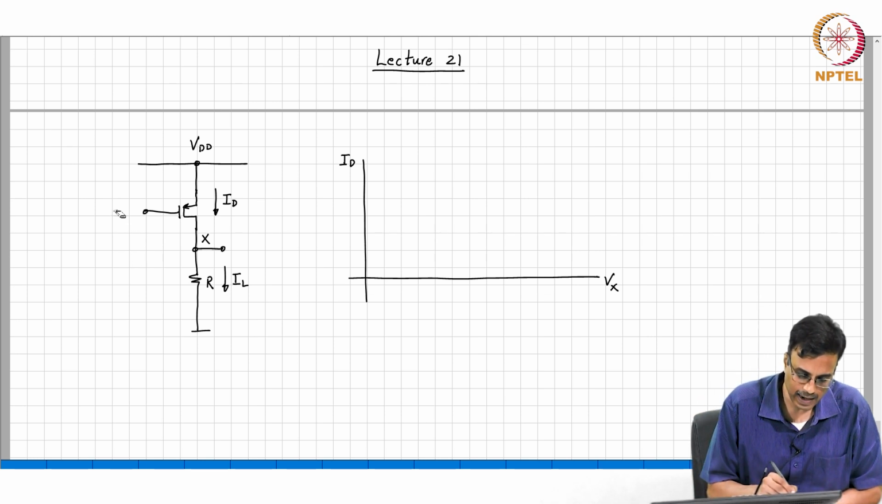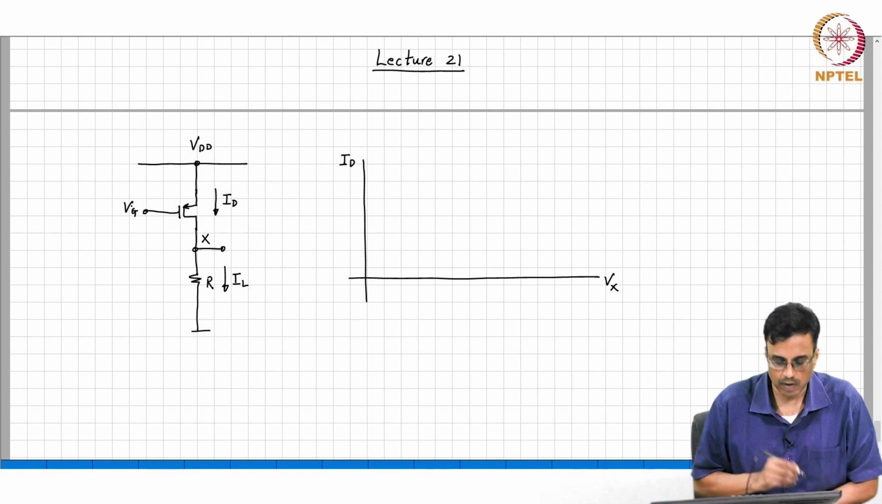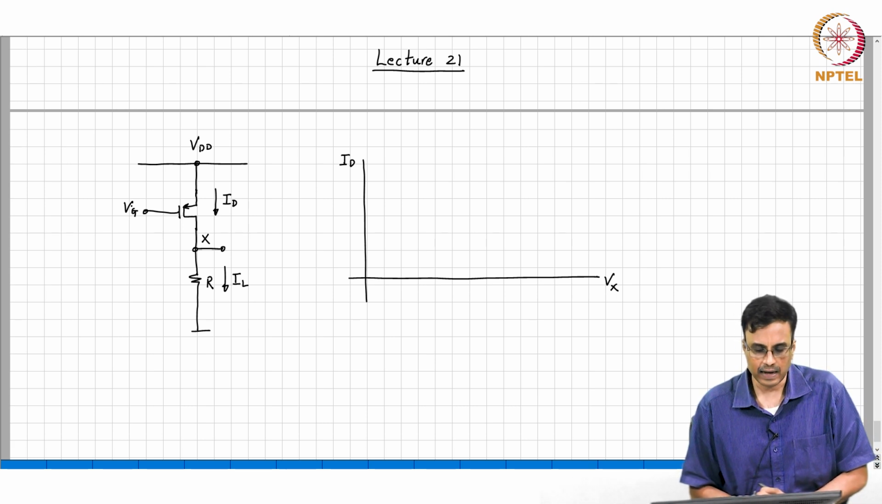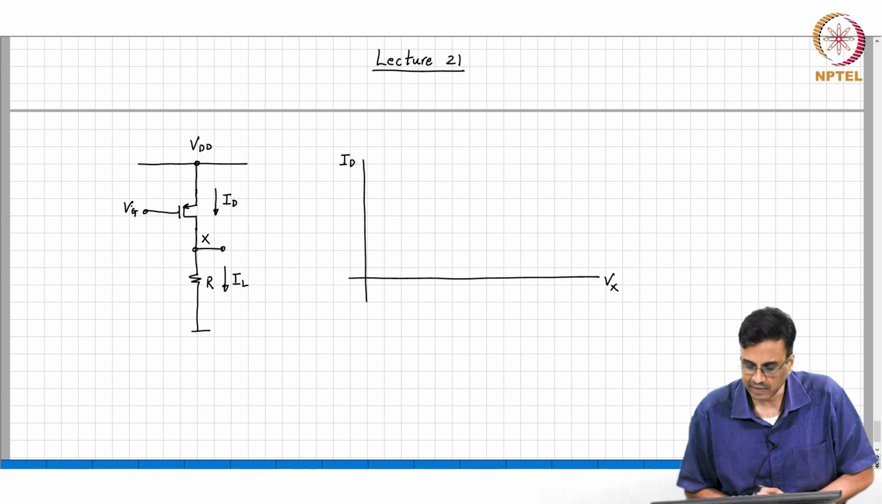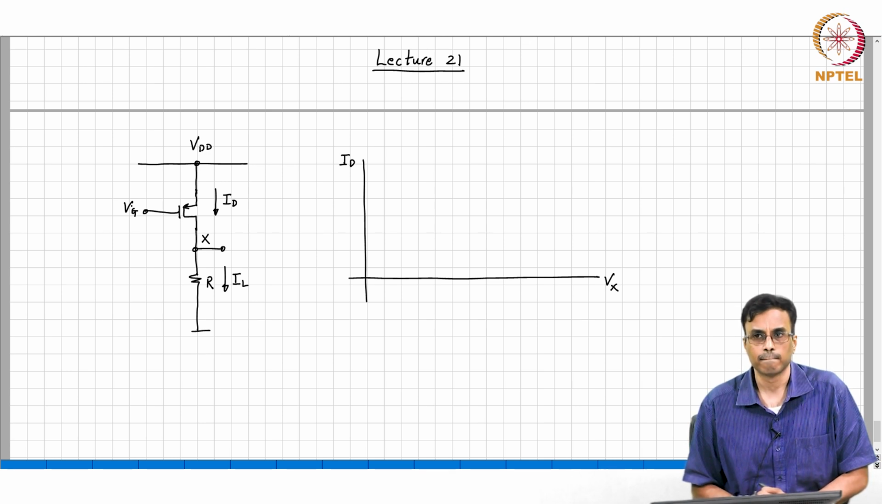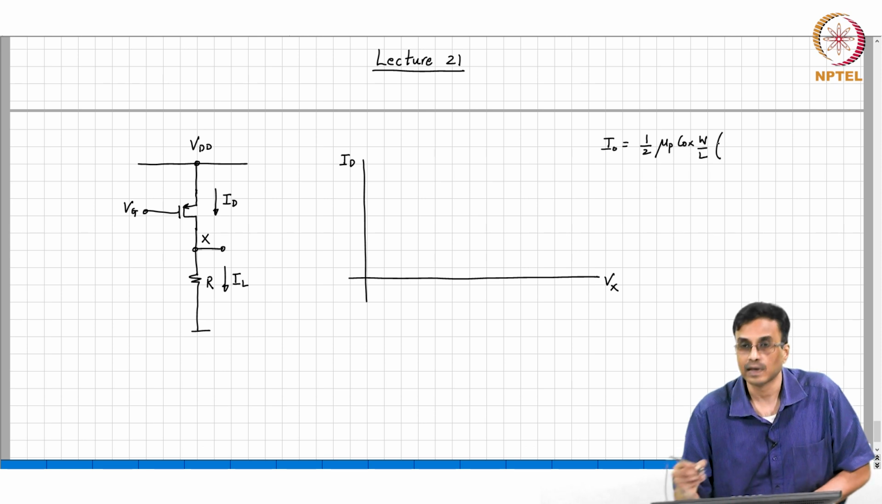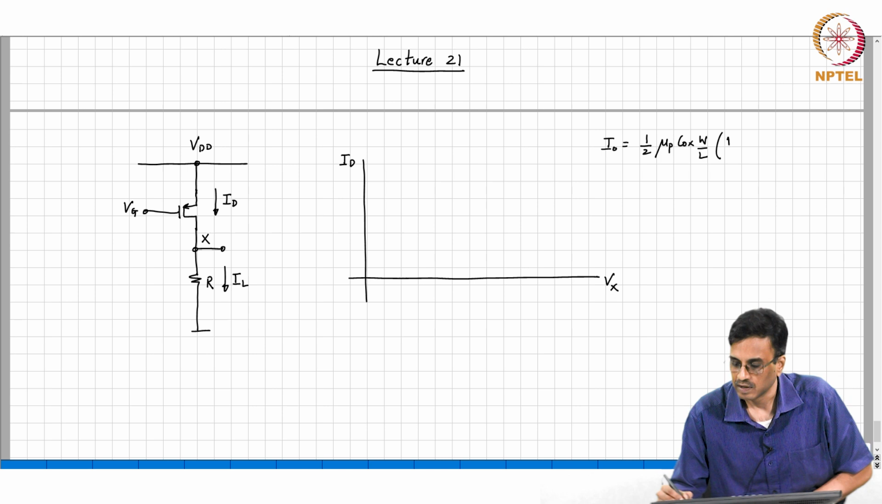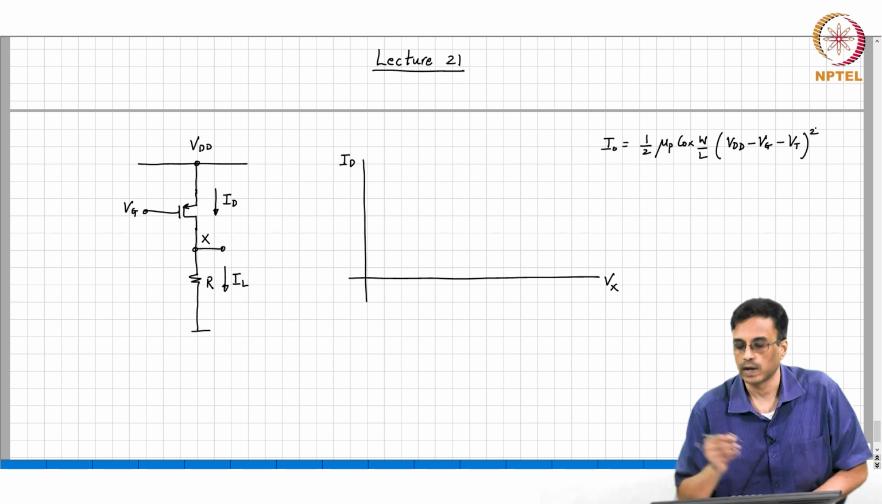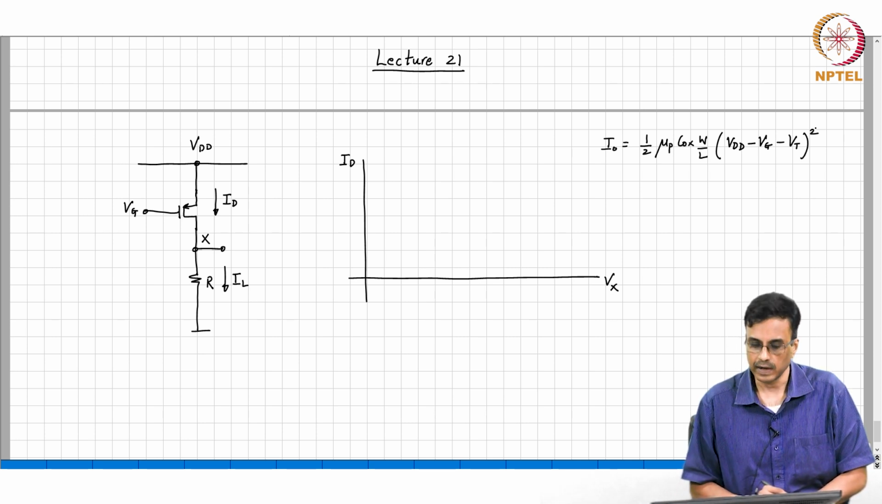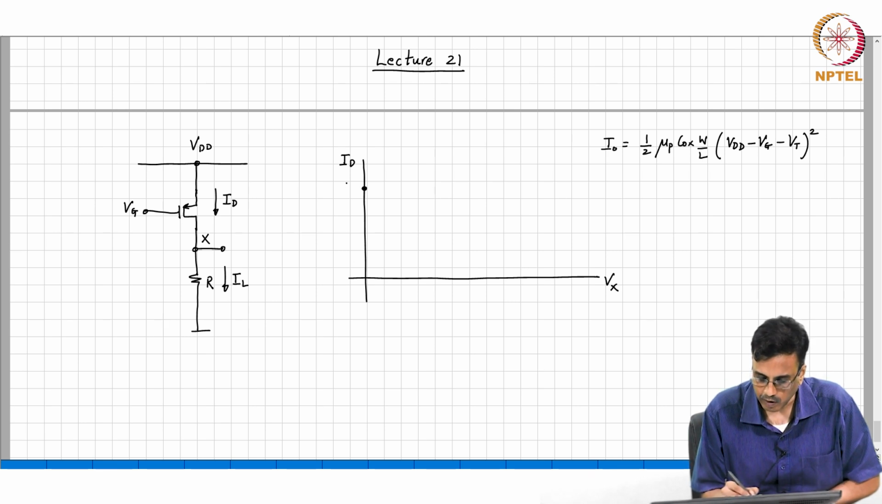Let me not confuse you by adding Vi. So, let us say this is Vg. How will we find the current in the transistor? What is ID when Vx is 0? I naught is nothing but half mu p Cox W by L times the Vsg, which is Vdd minus Vg minus Vtp, the whole square. Let us call that I naught.